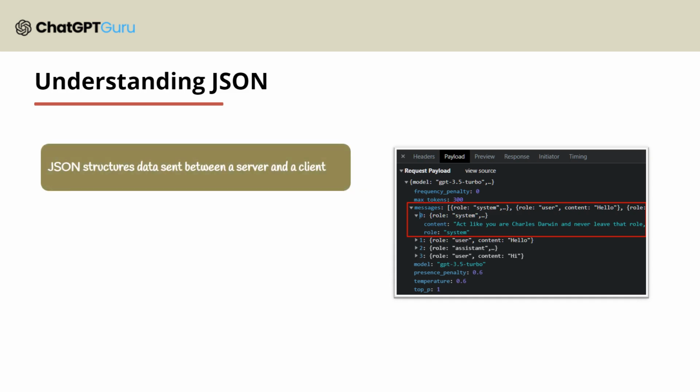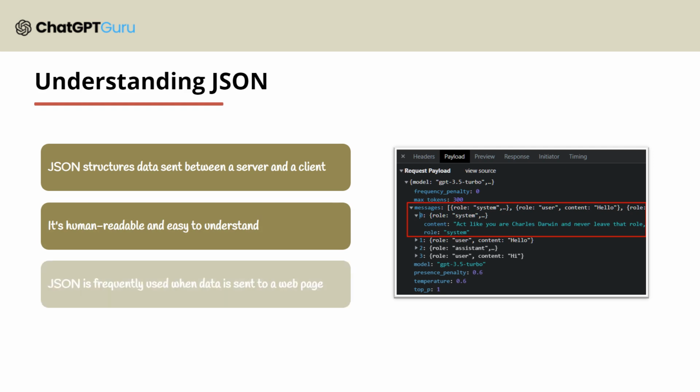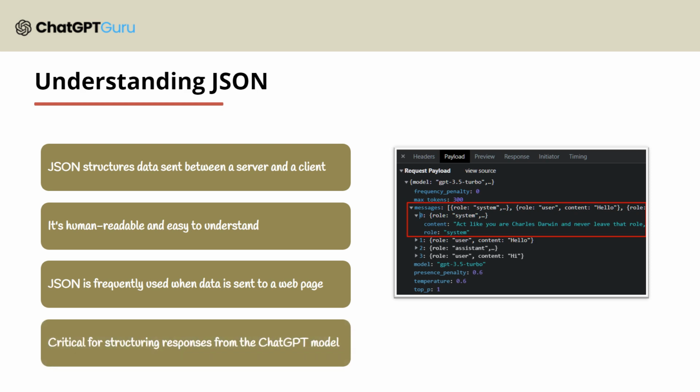Lastly, we delve into JSON, or JavaScript Object Notation. It's a standard for structuring data sent between a server and a client. Known for its human-readable format and ease of understanding, JSON is frequently deployed when sending data to a web page, and it's crucial for structuring responses you receive from the ChatGPT model.